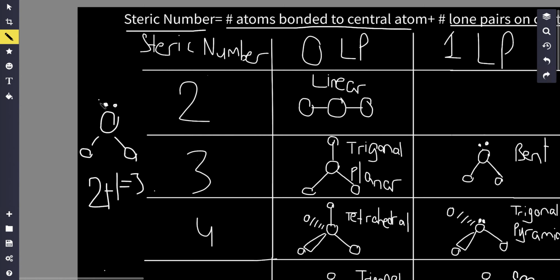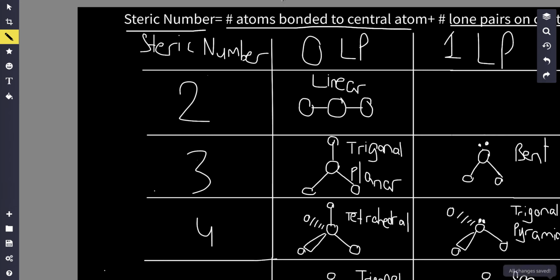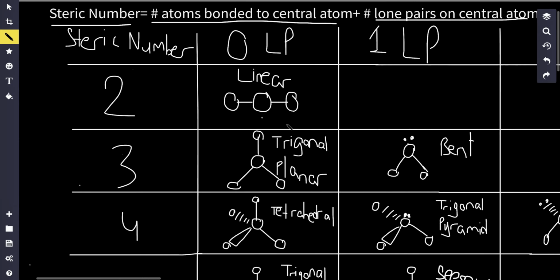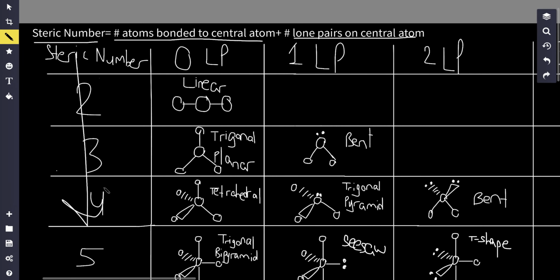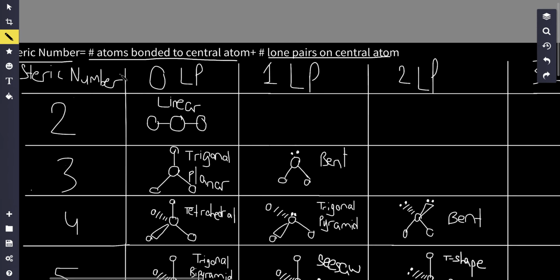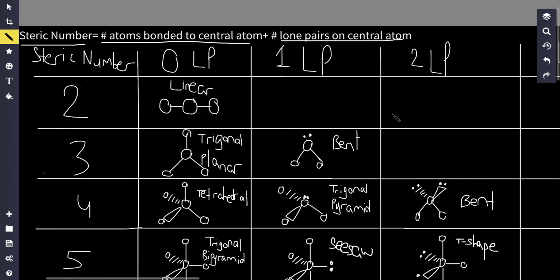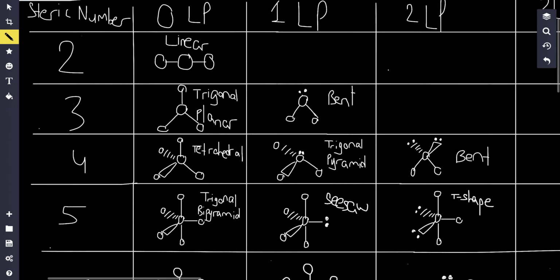All that represents is that there are 3 regions of electron density that we're going to be focusing on, because the electrons repel each other. So that is what we are going to be focusing on. Let's take a look at an atom with a steric number of 2. Down here tells us the steric number, and over here tells us how many lone pairs that molecule is going to have. So when we have a steric number of 2, we're just going to be focusing on 0 lone pairs.